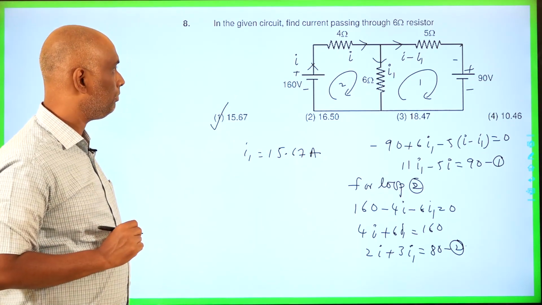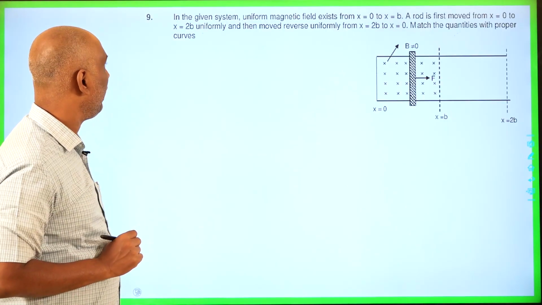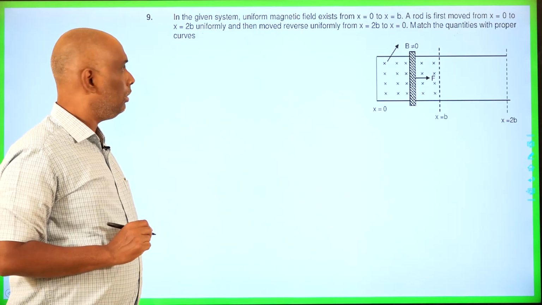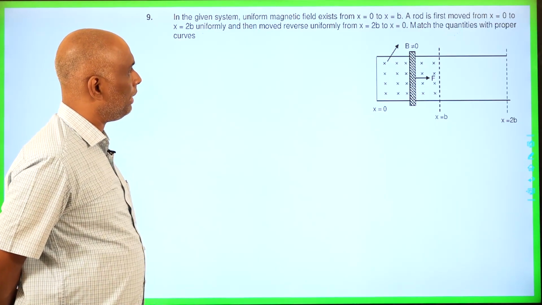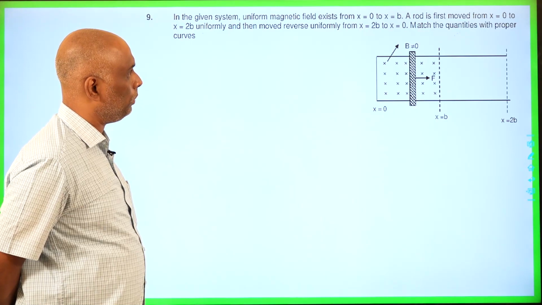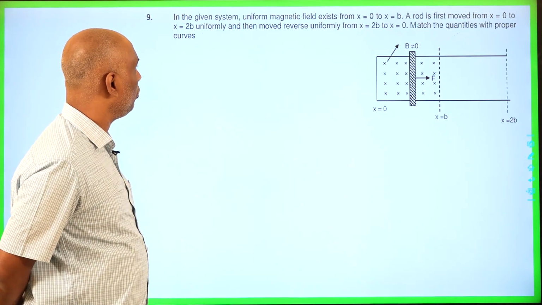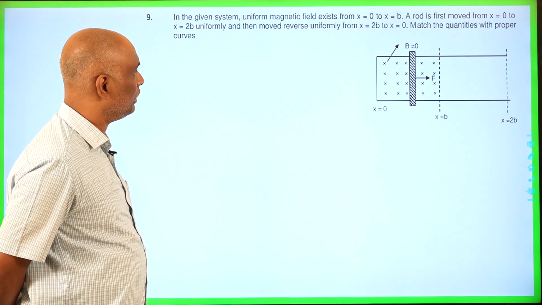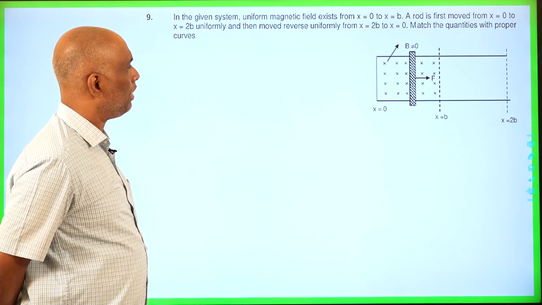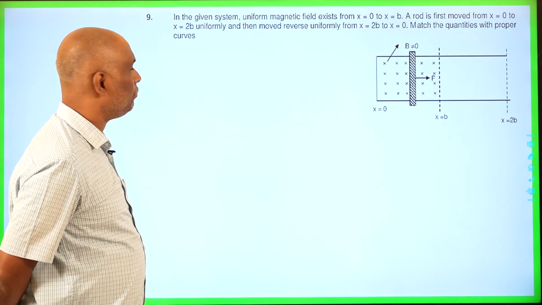Next question. Ninth question. In the given system, a uniform magnetic field exists from x equal to 0 to x equal to b. A rod is first moved from x equal to 0 to x equal to 2b uniformly, and then moved in reverse uniformly from x equal to 2b to x equal to 0. Match the quantities with proper curves.